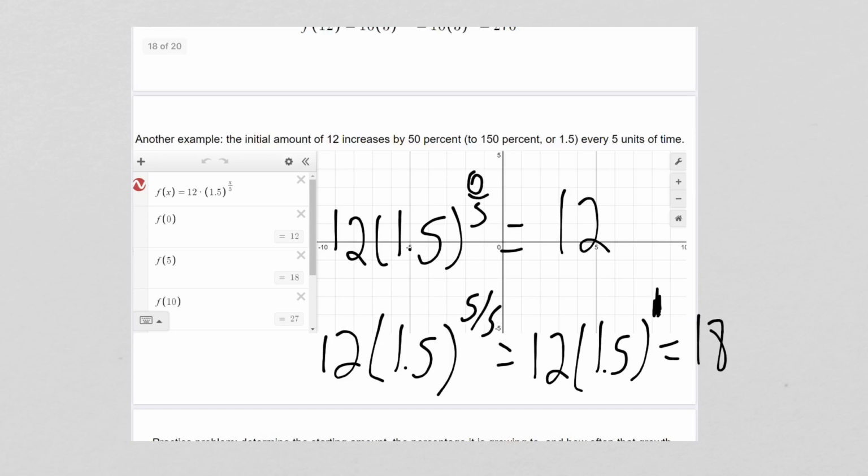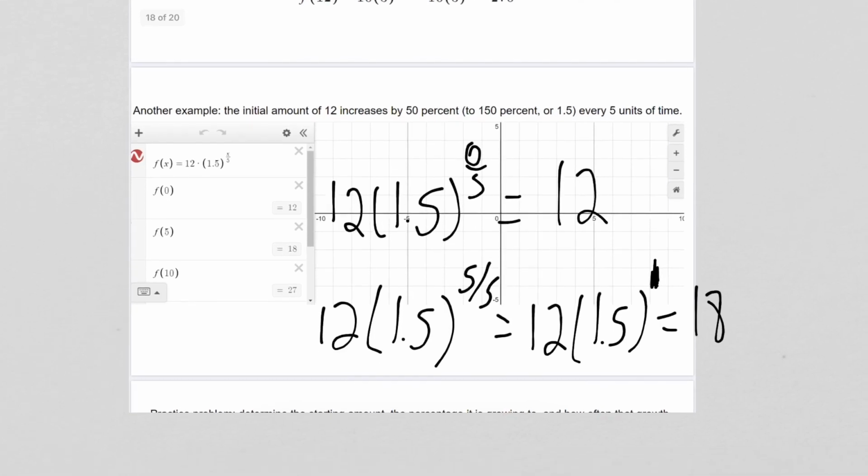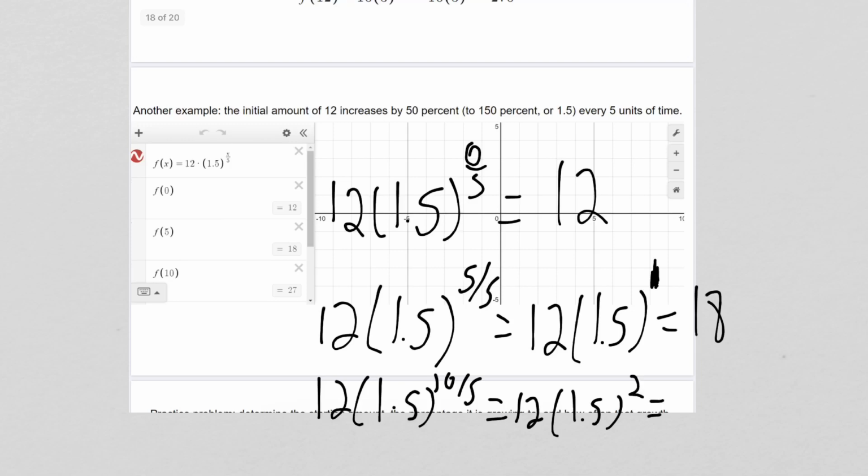So I've now grown by 50% in 5 units of time. And then if I do 10, it's going to be 12 times 1.5 to the 10 over 5, which is 12 times 1.5 raised to the 2, which means I'm going to grow by 150% twice, right? I'm going to multiply by 150%, and then multiply that by 150%, so I grow to 27, because 27 is 150% of 18, and 18 is 150% of 12. Every time we grow 5 more in the x direction, 5 more units of time, we're going to multiply that value by 1.5.